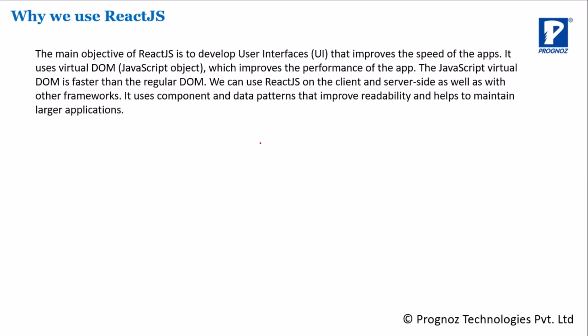Okay, next, why do we use React? The main objective of React is building what? User interfaces. Why are we going to use ReactJS? To build user interfaces, and it improves the speed of the application, because React uses the concept called virtual DOM, which is a JavaScript object that improves the performance of the application. And the virtual DOM is faster than the real DOM.